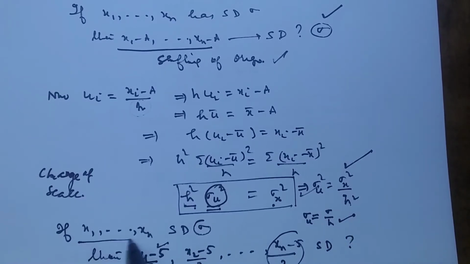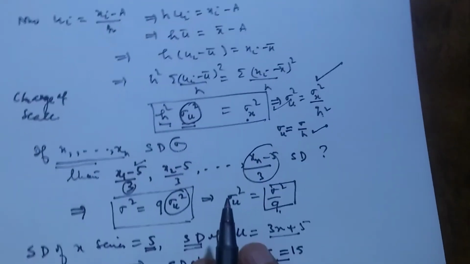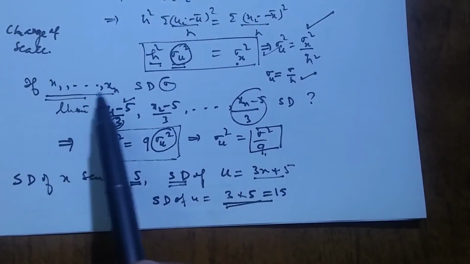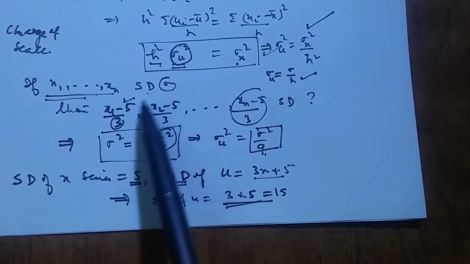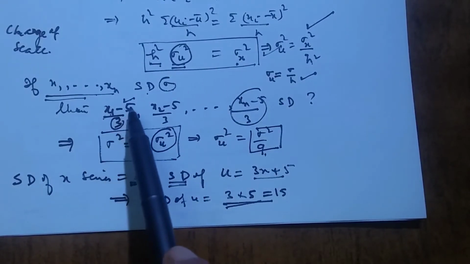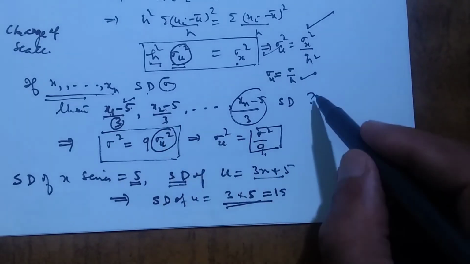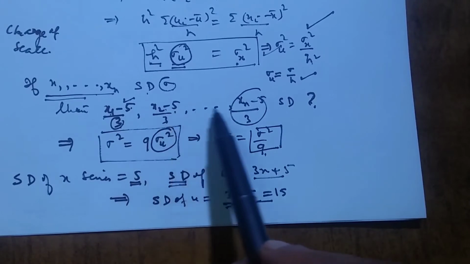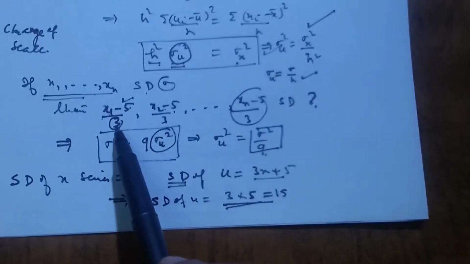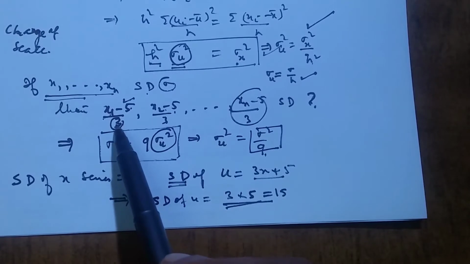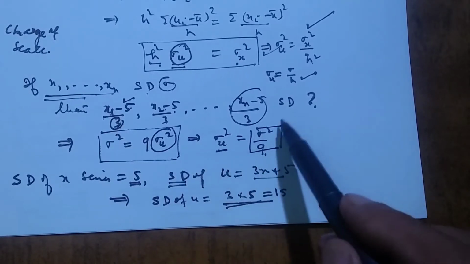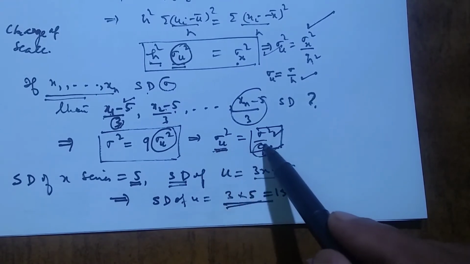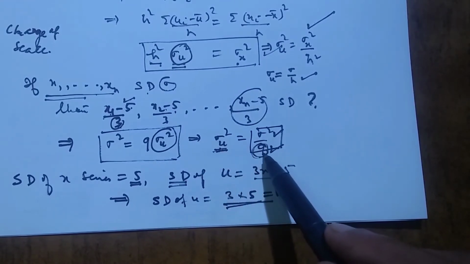Now I have an example. Suppose you have x1, x2, x3, these are one series with standard deviation sigma. Then what is the new variable (xi minus 5) upon 3? What will be the SD of the new variable? There is no change because of the minus 5. However, there is a change because of the 3. When xi is divided by 3, the new variable will have variance divided by 9, the square of this. The standard deviation will be divided by 3.